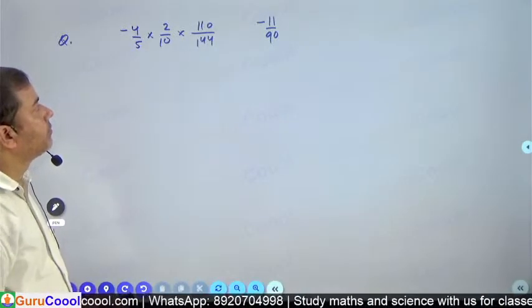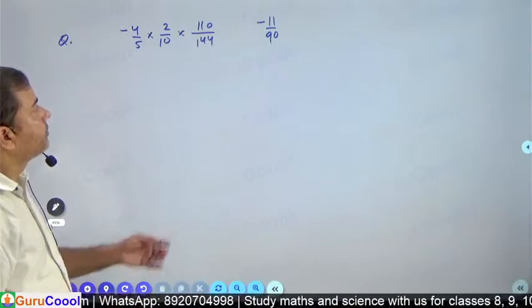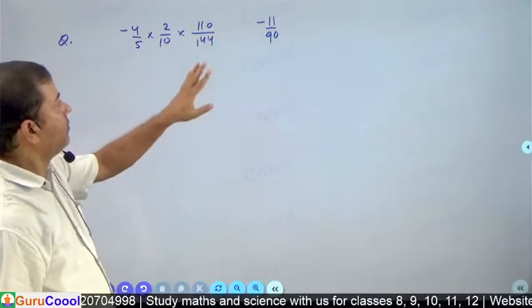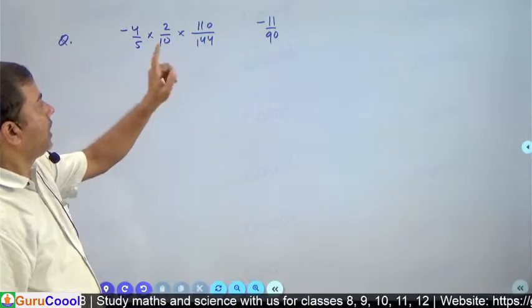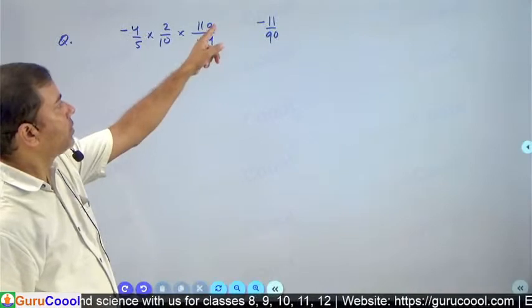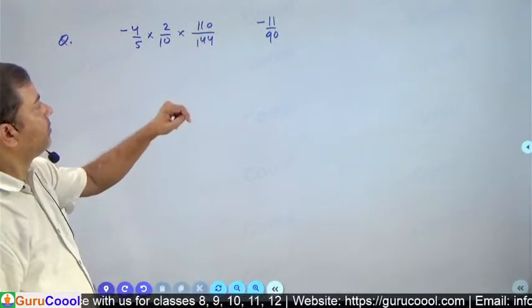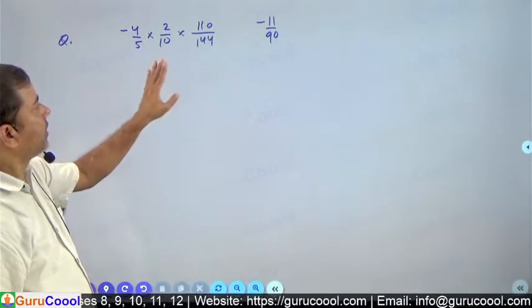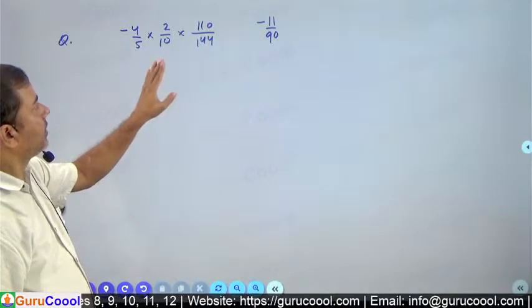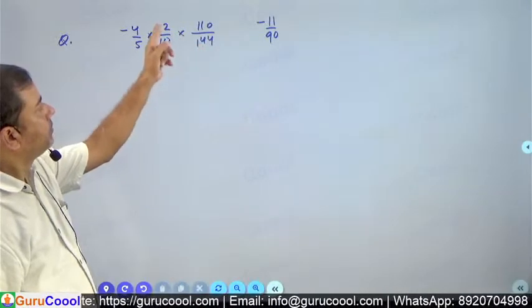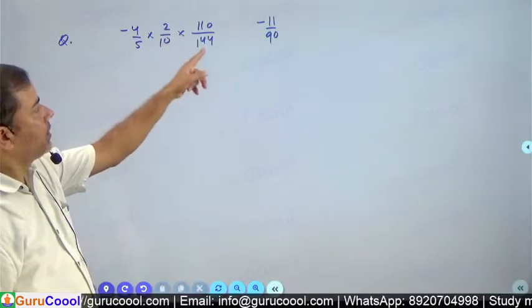Yes, sir. Okay. See, first of all, 0 to 0 cancel. 0 to 0 cancel means 10 is gone. Here 0 is gone. So only 11 remaining on the top in this one. 10 is gone. Now 10 is not there. Look at 2 and 144.